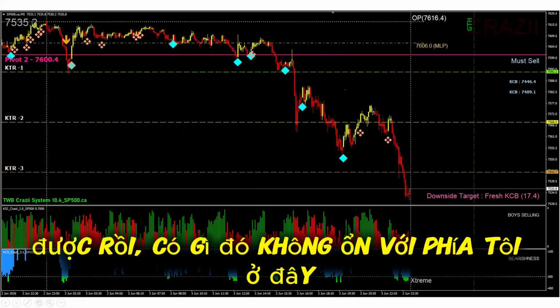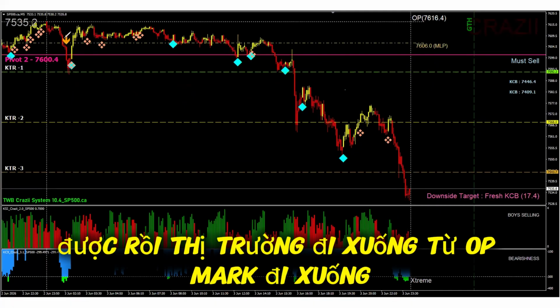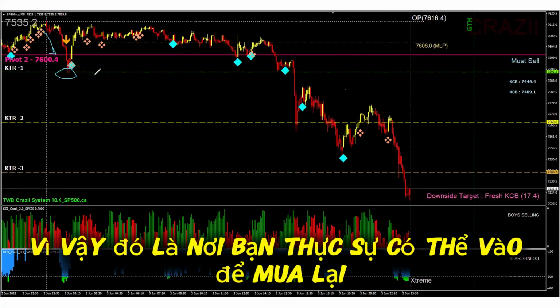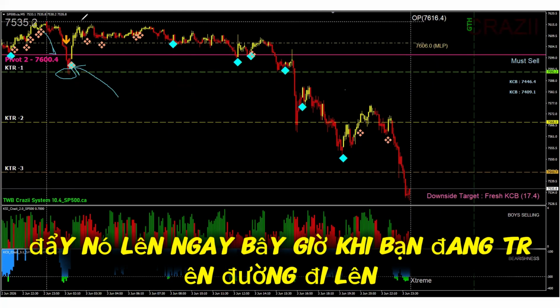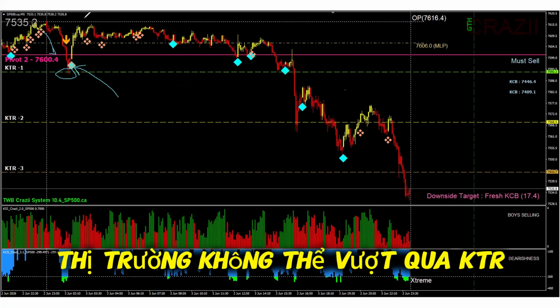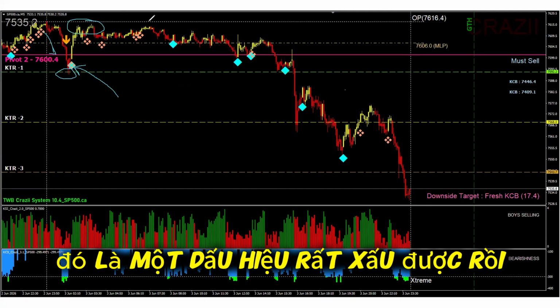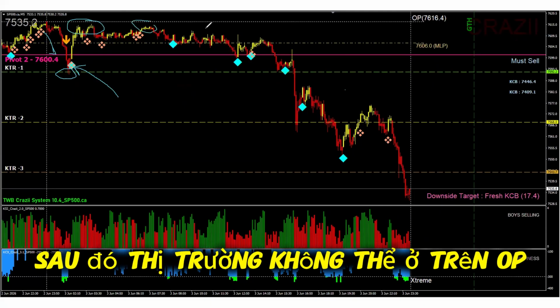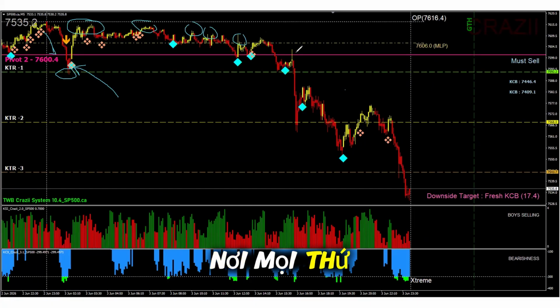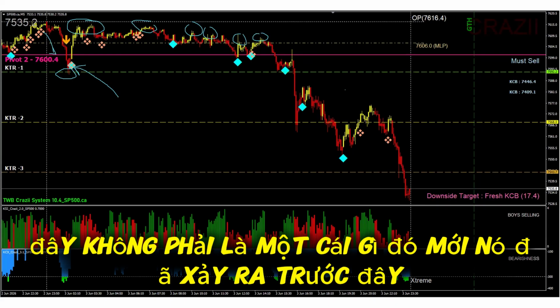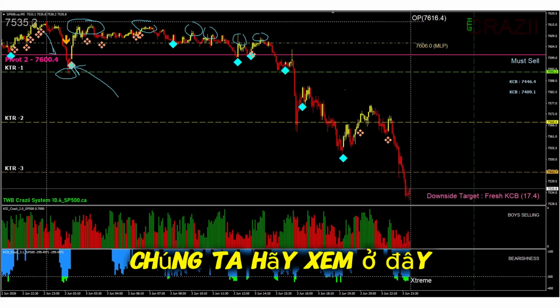Okay, something wrong on my side here. The market came down from the OP mark, went down and touched the KTR -1 exactly. Oh my God, exactly. So that is where you can actually go into a buy again to push it up. Now, when you're on the way up, something interesting: the market failed to stay above the OP. That's a very bad sign. Right after that, the market just couldn't stay above the OP, and that was where things had to really develop. Everyone take a look. It's not something new. It happened before. Some of you may even have been affected by that. Let's take a look.